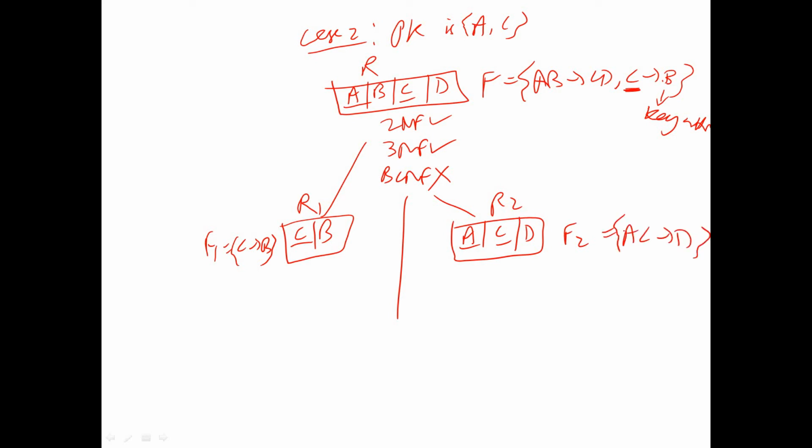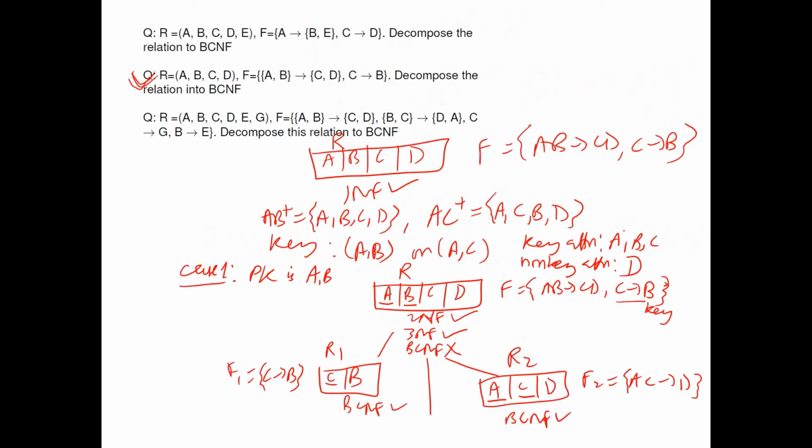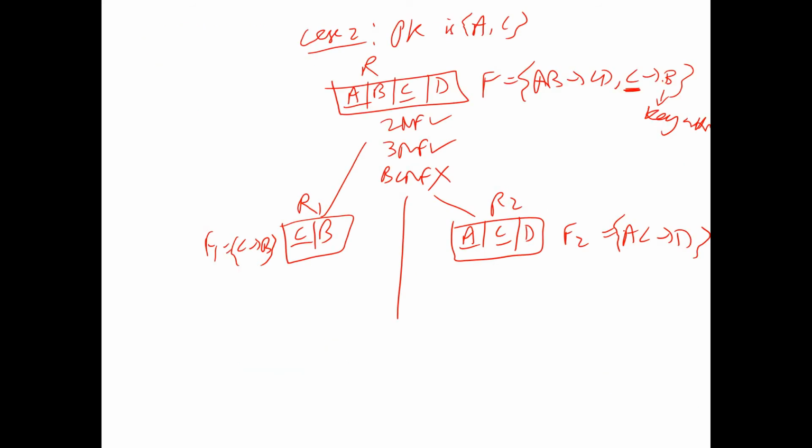Students, if you consider the primary key as AB or AC, you always find the same tables, that is R1 containing CB and R2 containing ACD, right? You may choose any one as the primary key, but at the end you will find the same tables. So after BCNF, I am finding R1 containing CB, R2 containing ACD.